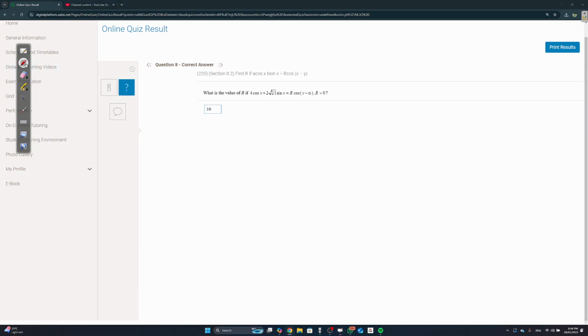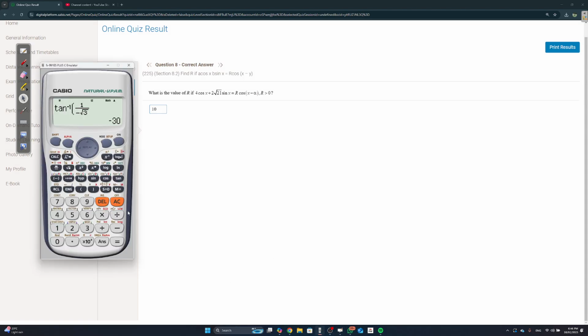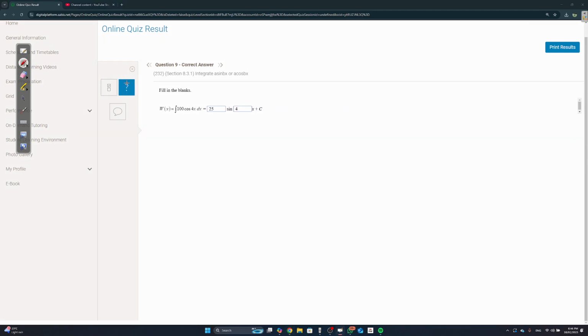Question 8. What is the value of r here? How do you find r? It's just the magnitude. So square root of 4 squared plus, in brackets, 2 root 21 squared. You get 10.